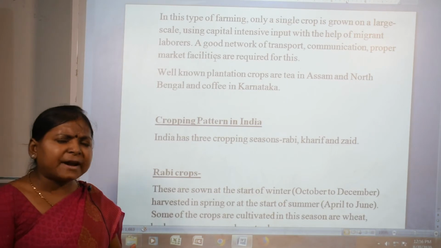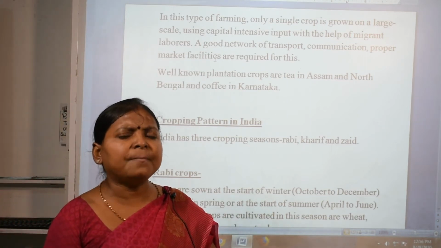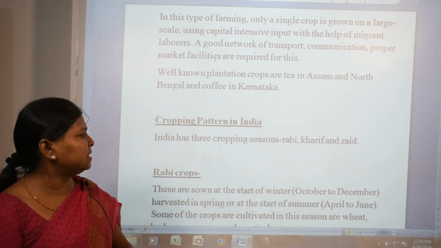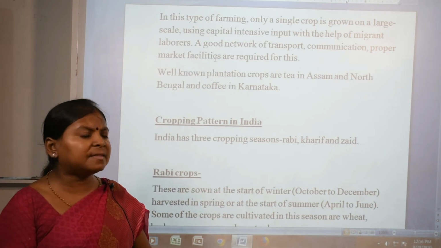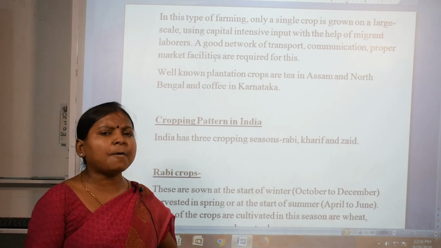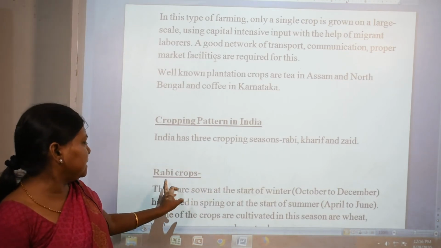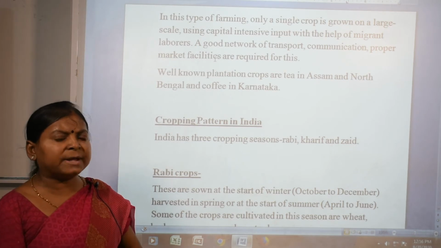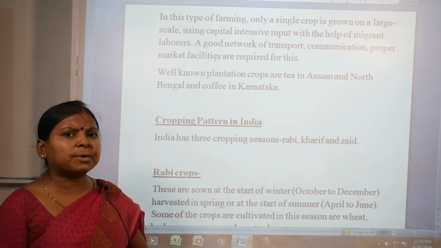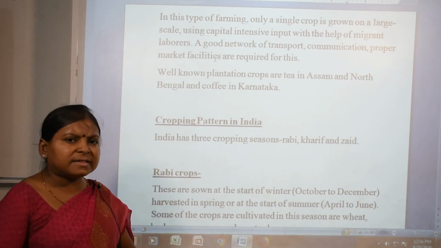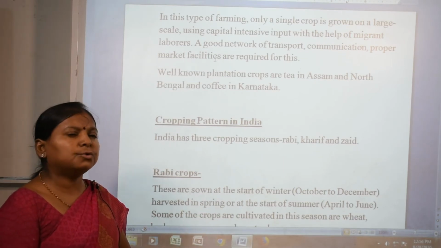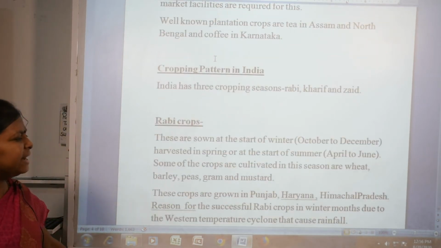Now, what are the different cropping patterns in India? In India there are three types of crops grown according to the different seasons. Mostly India has three cropping seasons, called Rabi crops, Kharif crops and Zaid crops. Rabi crops are sown in winter, from October to December. This is the time the farmers grow these seeds. After that the harvesting is in spring, at the start of summer, April to June. Some crops are cultivated in these seasons.